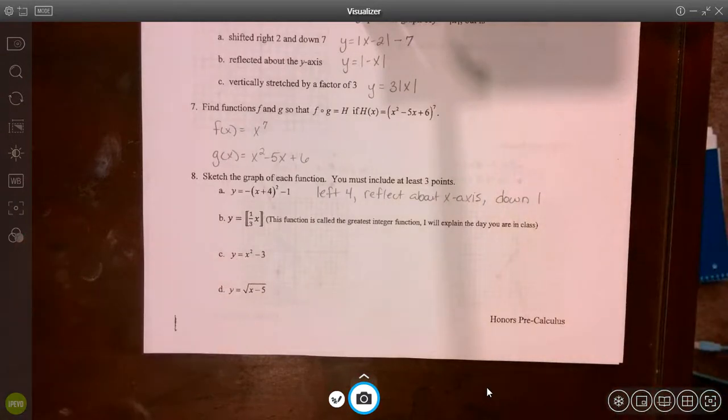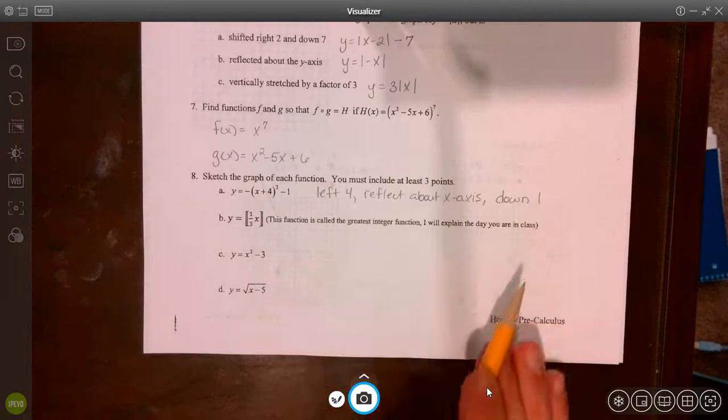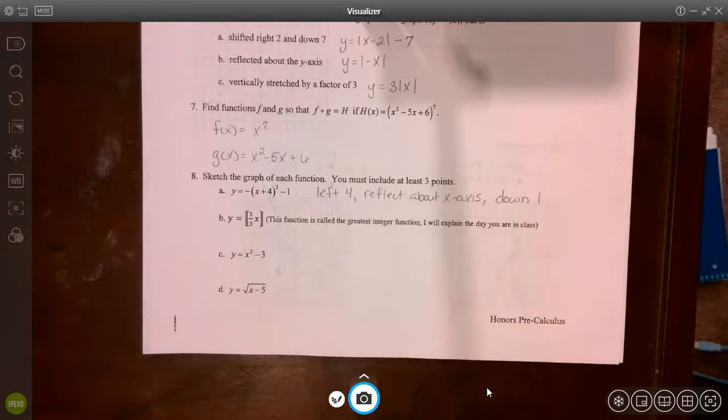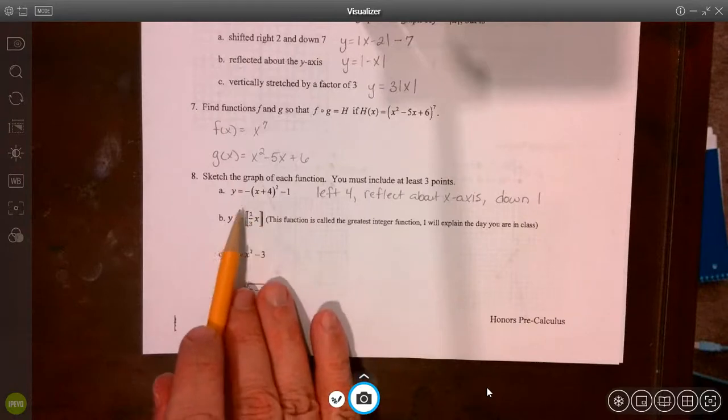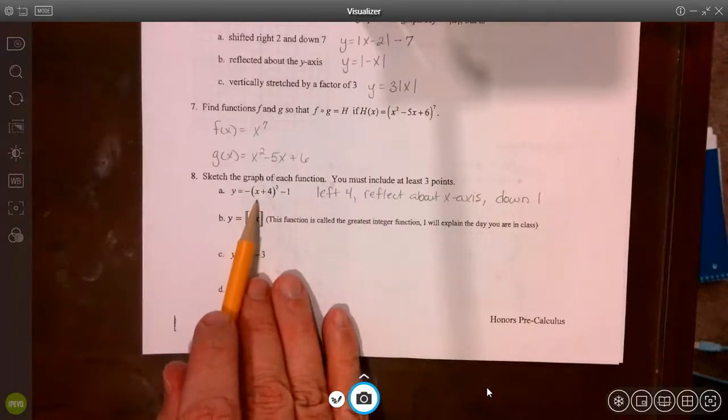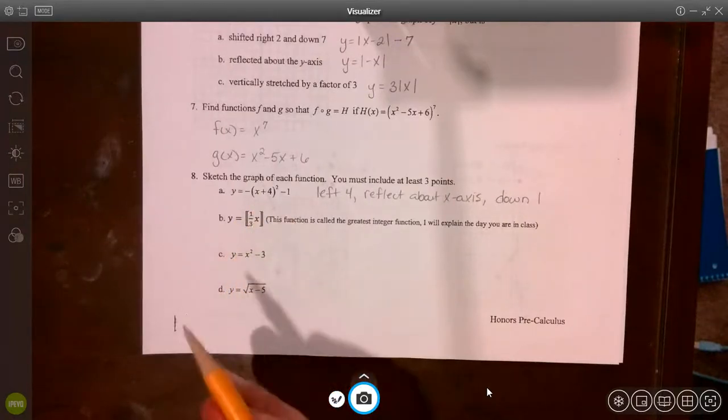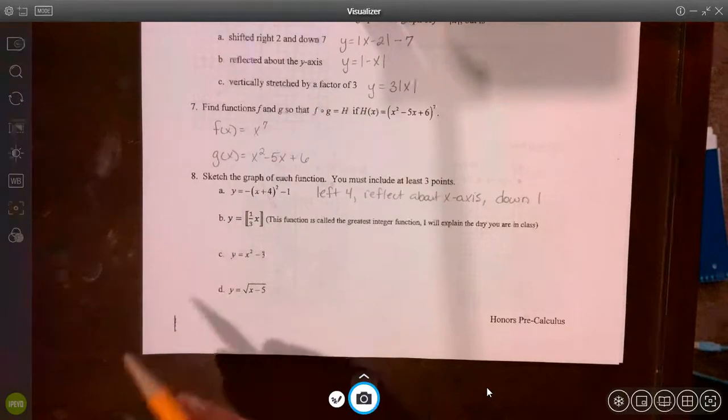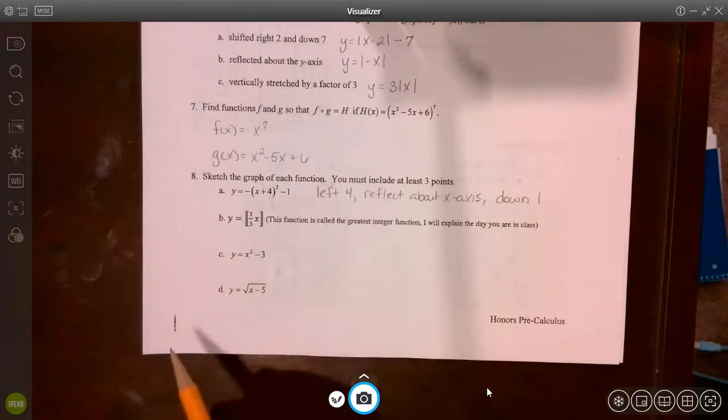Do remember that to get the transformations in the proper order, all you have to do is think, what would I do if I were plugging in a number for this x? What operations would I do first? So you basically just follow order of operations.